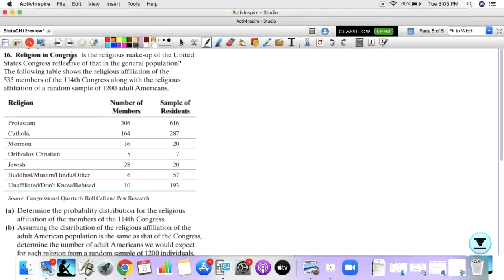So let's take a look at our last problem here, okay? And this is like as hard as these will possibly get. Religion in Congress. Is the religious makeup of the United States Congress reflective of the general population? The following table shows the religious affiliation of 535 members of Congress with the religious affiliation from a random sample of 1,200 adult Americans. So they walk you through all the steps you would have to do here, but because we're not looking at a contingency table, we're looking at a distribution of members, we're going to be checking a goodness of fit test.